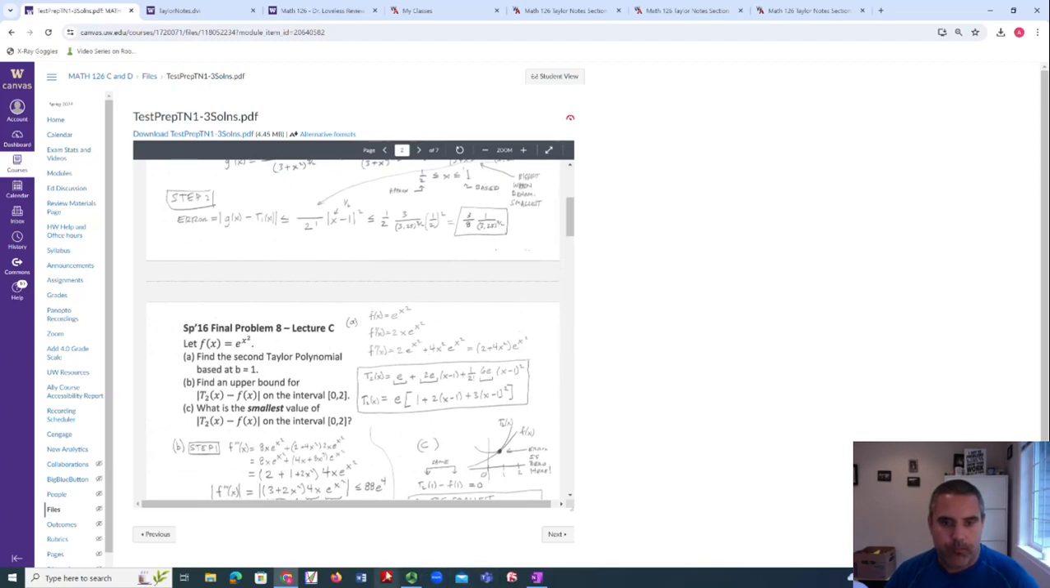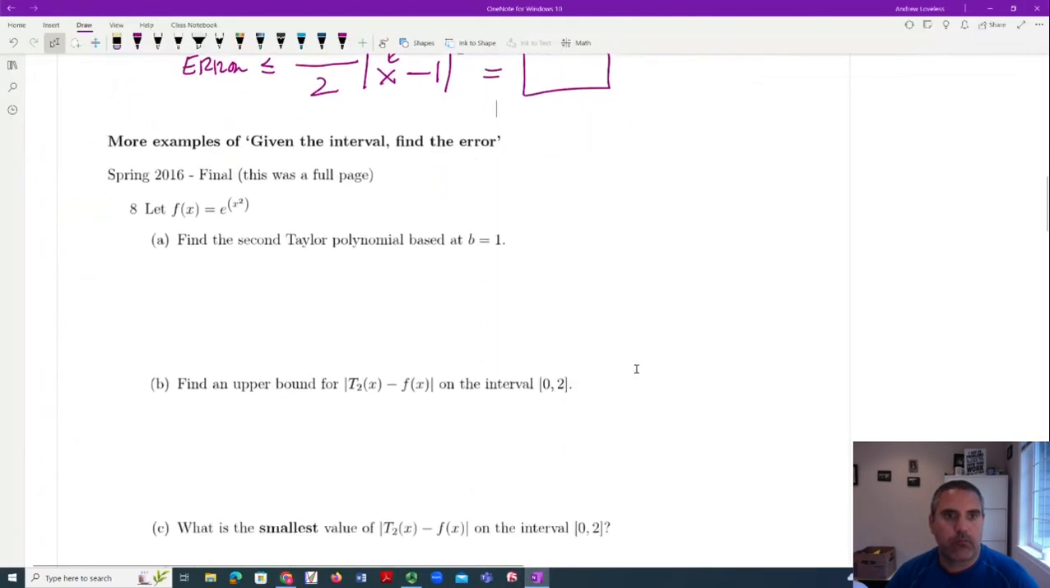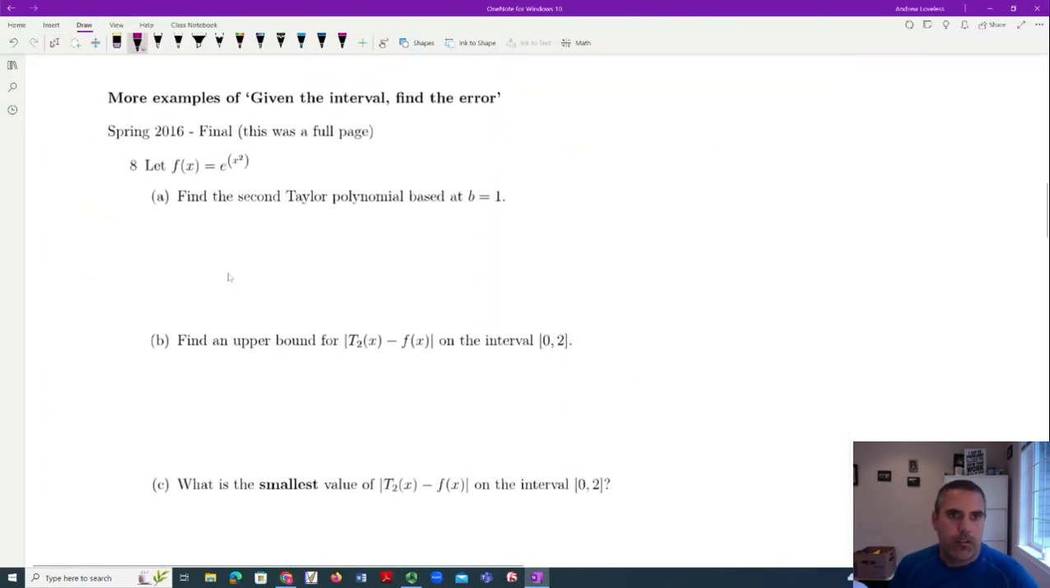Okay, let's do another one. Let's look at the next one. So this question said, give the second Taylor polynomial. So you had to plug in 1, which is going to be e to the 1, which is e. You're going to compute the first derivative, which is going to be 2x e to the x squared. And when you plug in 1, you get 2e. And then you're going to take the second derivative.